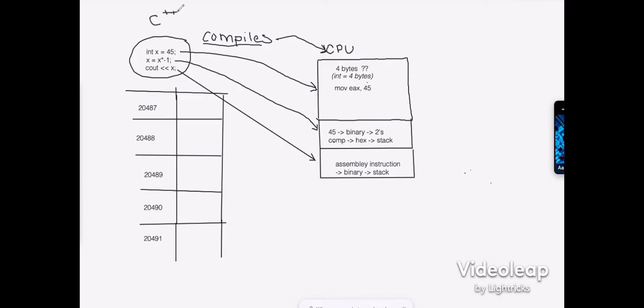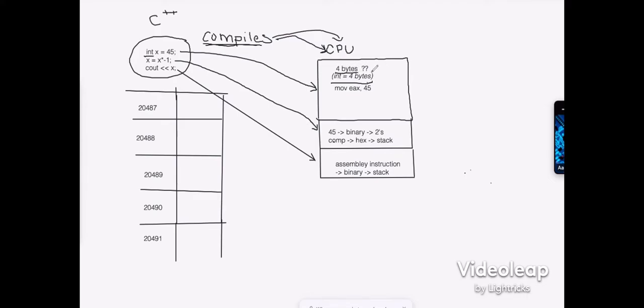So first we have our C++ program, which goes into the compiler, which goes into the CPU, which does the instruction we need to get our solution. The first part of our instruction is our int type. This int type is made up of 4 bytes, which is going to be displayed right there.